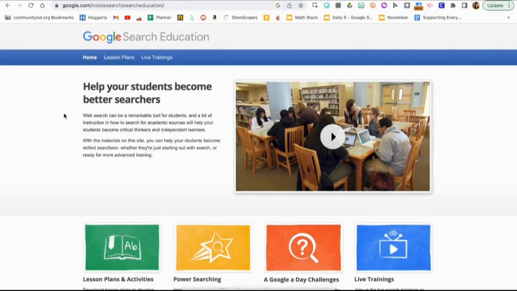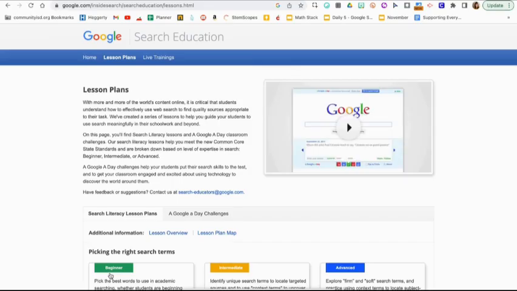Google Search for Education provides resources for teachers to assist students in learning the most effective ways to create a Google search. Today we will look at one of the lessons that they provide to show students how to make an effective search. We will start with a lesson on picking the right search terms. This is the beginner lesson.